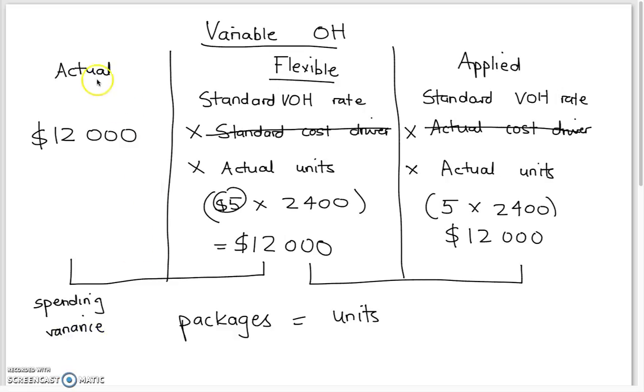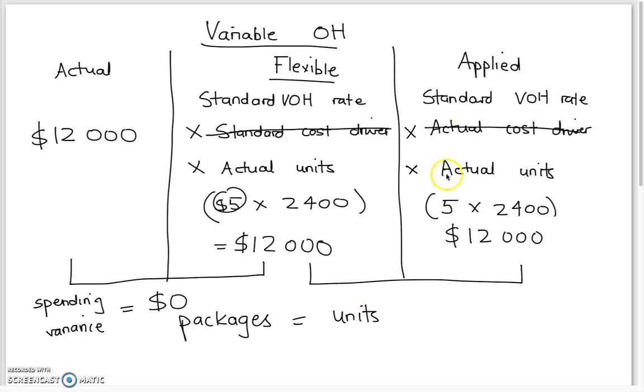So spending variance is basically comparing what I actually spent on variable overhead compared to what I thought I would spend at that level of activity. So in this case, there is no variance. There is $0 of variance. And that really means that you planned your expenses out very well and you knew exactly what you were doing.